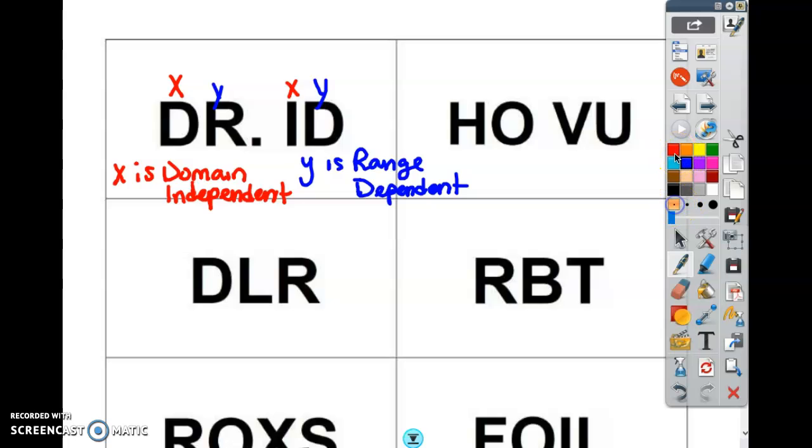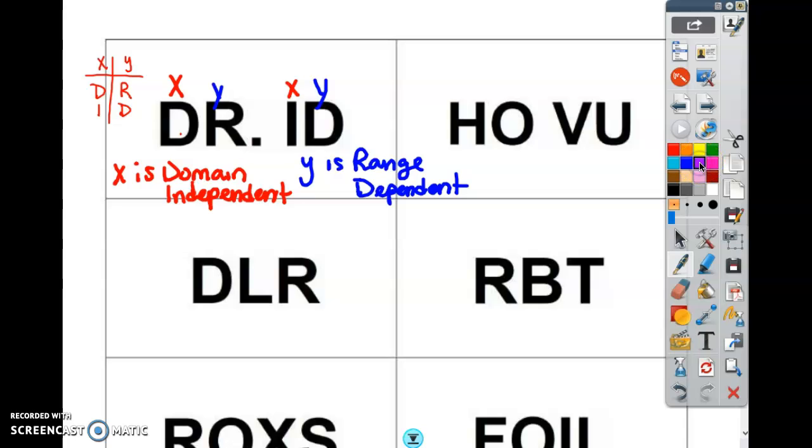So first we have the X and the Y. So D is domain, R is range, I is the independent, D is dependent. So domain, range, independent, dependent. We can also draw a table, X, Y, D, R, I, D. Okay, so X is domain, independent, Y is range, and your dependent variable.